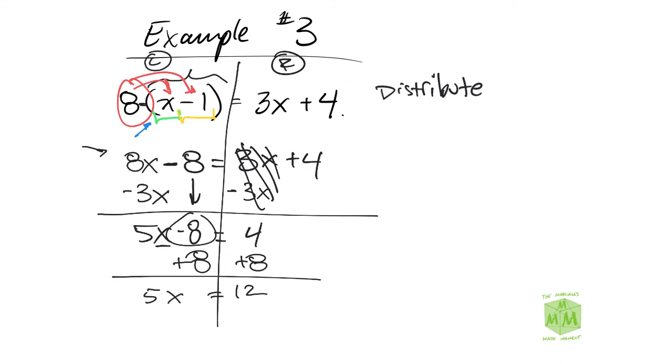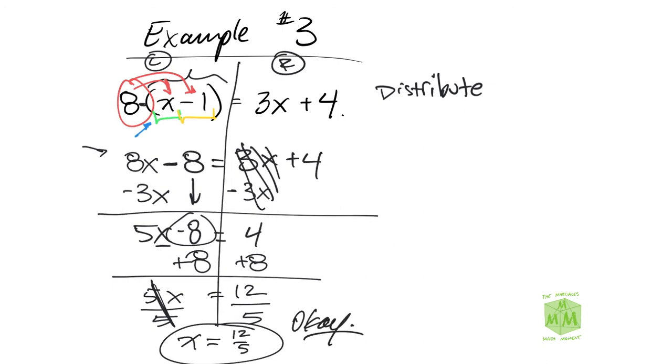Not to worry, 5 orange boxes equals 12 blue circles. So to find out how much one orange box, or orange square, is worth, I divide by 5 both sides. I get x equals 12 over 5. There's nothing I can do here. It is 12/5. It's a fraction, and that's okay. Fractions are fine. Nothing wrong with fractions.